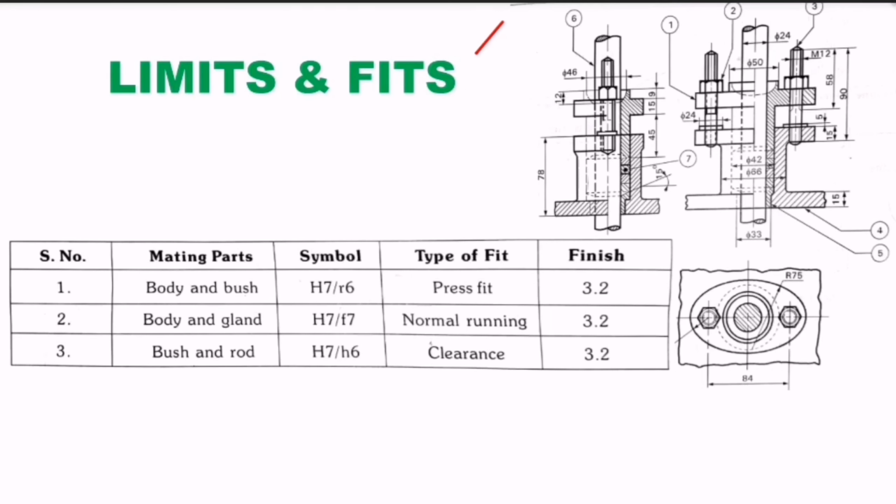Next is limits, fits or mating parts and type of fit table. After understanding this assembled figure, how many parts are mating together, what is the type of fit? So here we can see different mating parts like body and bush. It is producing a press fit. When body and gland are mating together, they are producing normal running. When bush and rod are mating together, they are producing clearance type of fit. This is what the type of fit table or mating parts table, which provides the information about a different number of mating parts and its type of fit.